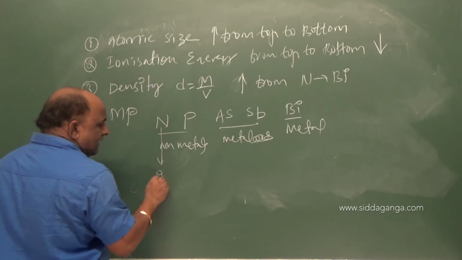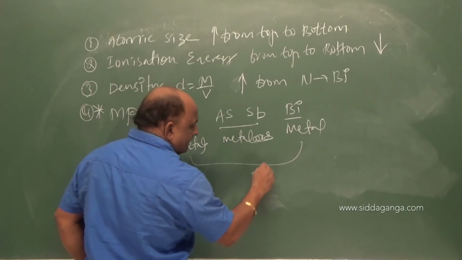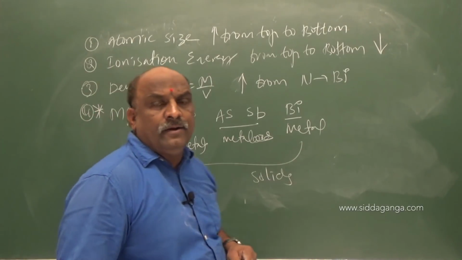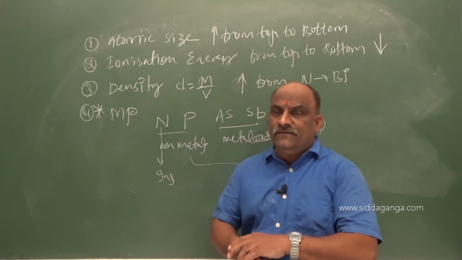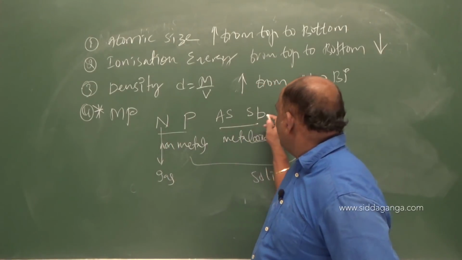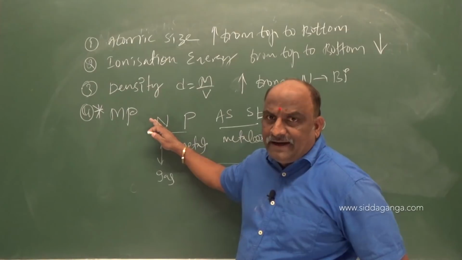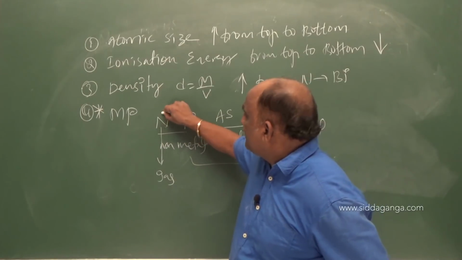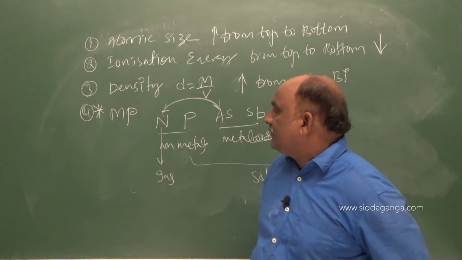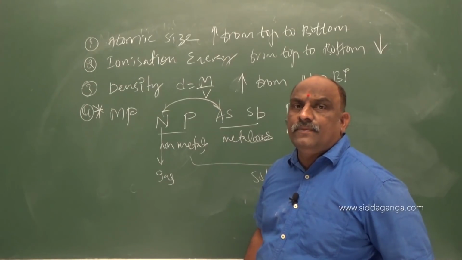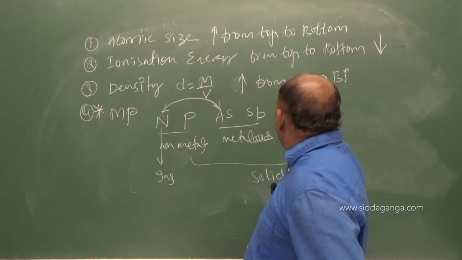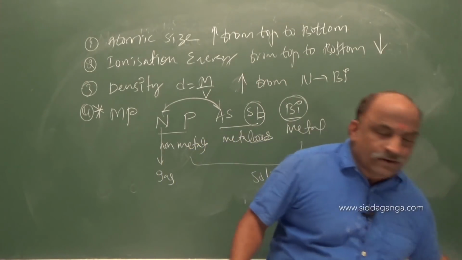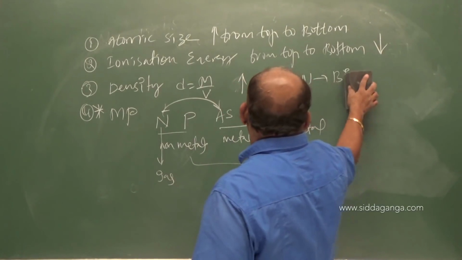Nitrogen is a gas, and all the remaining ones are solids. The melting point factor can be explained in the form of packing efficiency. And coming to bismuth, what will be the trend? The melting point trend is not regular. From nitrogen to arsenic, the melting point increases. So what about bismuth and antimony? Before this, I would like to explain one point.